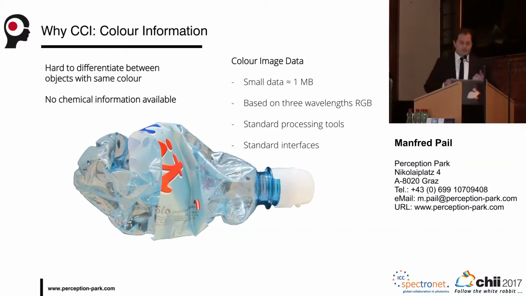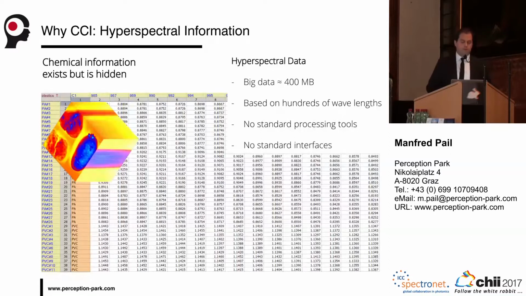So we see here a plastic bottle with a paper banderole on it. It's quite small data, 1 megabyte based on RGB. So we have thousands of image processing tools to handle those data. Sure, all the cameras provide standard interfaces like GigE Vision and so on. But if we are interested in the chemical properties of these objects, we cannot find them here. We have to use, therefore, for example, hyperspectral imaging.